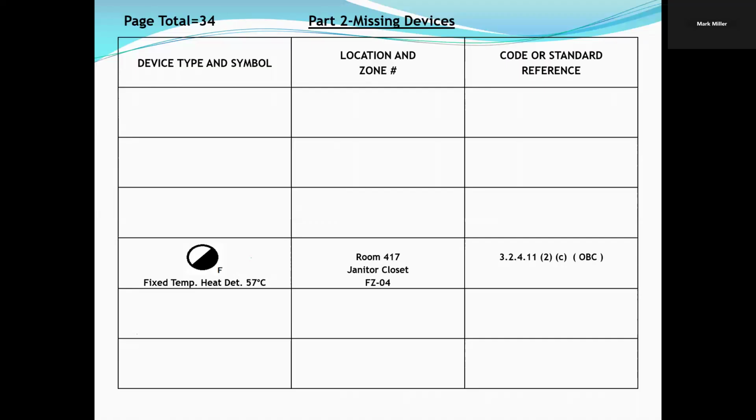Right, so we have this, practice one here, and this is one of the 8 that is missing. We have a fixed temp heat detector with that symbol. It's in room 417, the janitor's closet, fire zone 4.